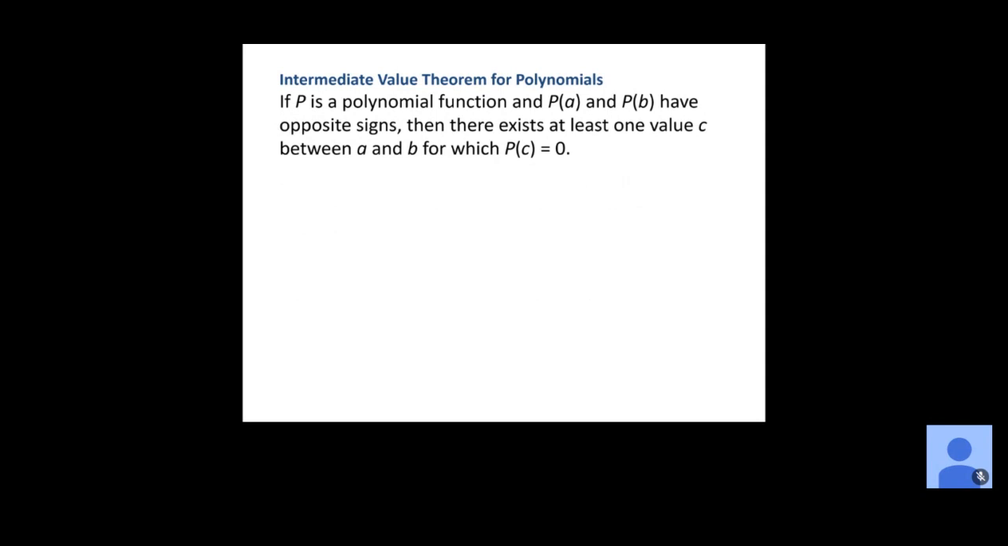Now, intermediate value theorem for polynomials. Okay, so if P is a polynomial function and P of A and P of B have opposite signs, there exists some value C between A and B for which P of C equals 0. Now, it's a lot of words, right? So let's think about what this actually says.